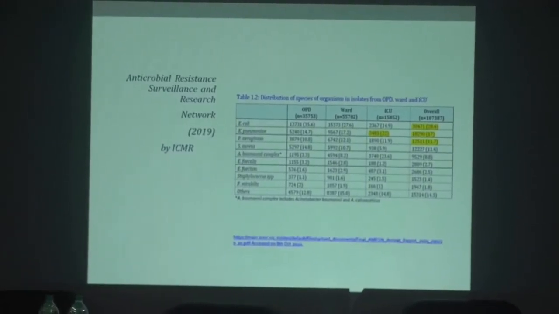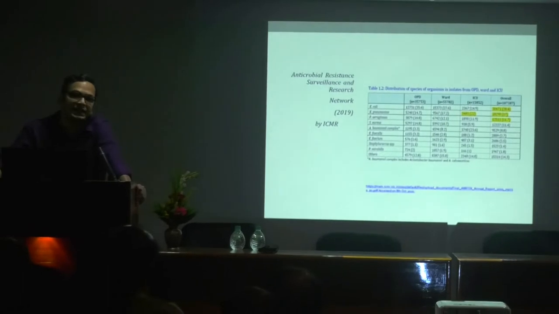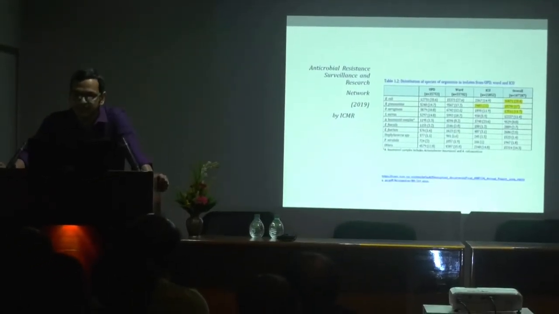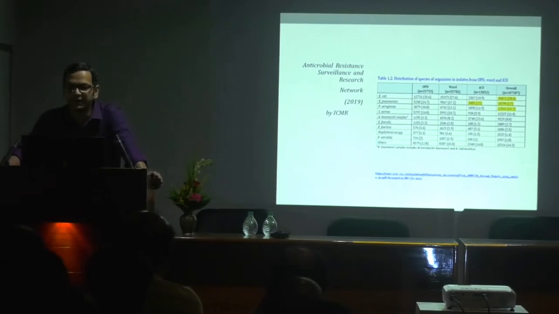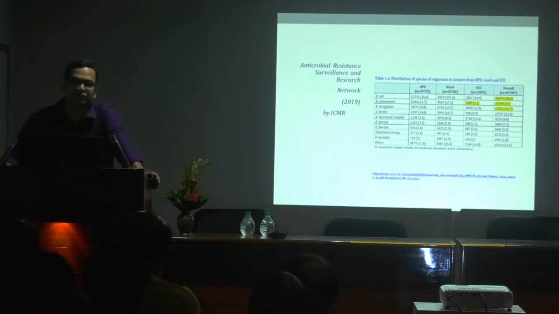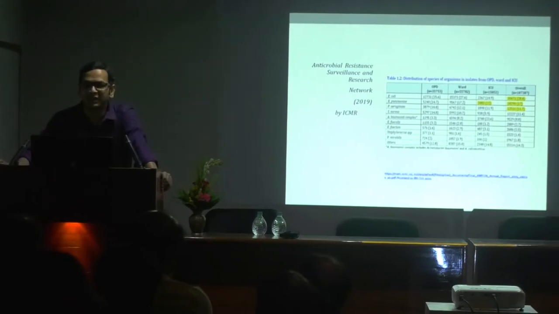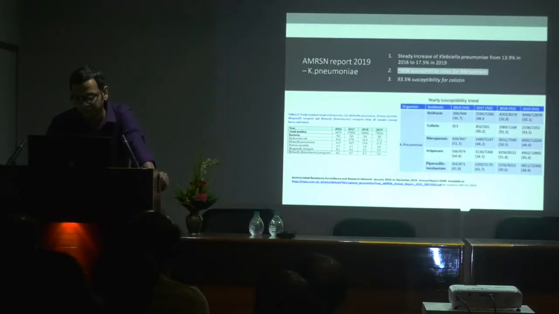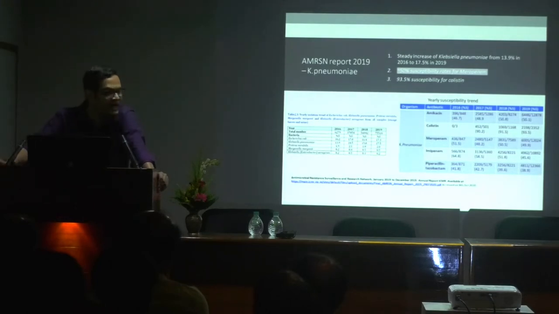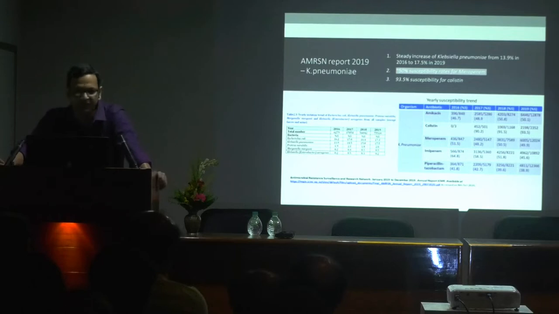See, this is a network by ICMR, comprising some apex institutes of our country like AIIMS, JIPMER, PGI Chandigarh. So they collected the data where we can see, as Sanjeev has told you, E. coli is the most common organism in the outpatient setting, whereas Klebsiella remains the main culprit in the indoor. See, in the 2019 report, we see there is a steady increase in Klebsiella occurrence from 13% to almost 14% to 17.5%.